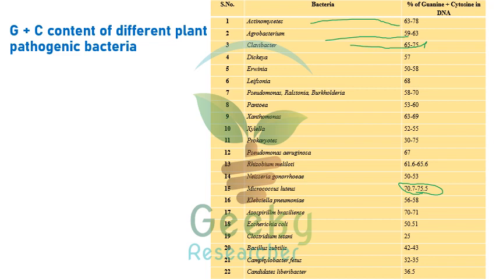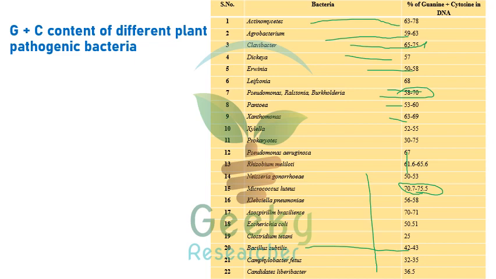Dickeya contains 57, Erwinia 50-58, Leifsonia 68, Pseudomonas 58-70, Pantoea 53-60, Xanthomonas 63-69, Xylella 52-55, prokaryotes 30-75, Pseudomonas aeruginosa 67, and Rhizobium meliloti 61.6 to 65.6. There are various other bacteria, but Bacillus contains 42 to 43%, as well as Escherichia coli contains 50 to 51%.